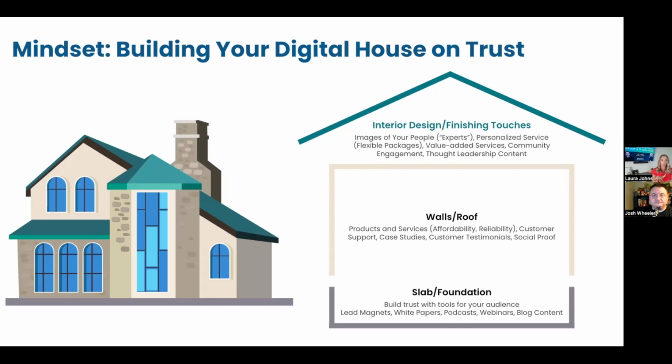But just like building a house, you have to provide the tools and resources. I put some examples here. Lead magnets is what we like to call them: white papers, podcasts, webinars, lots of things. We'll look at this in a different slide in a minute. That's your foundation, giving them information, not asking them to marry you. They don't know you, right? Then we move into building the walls and the roof and other foundational parts of building your digital house.